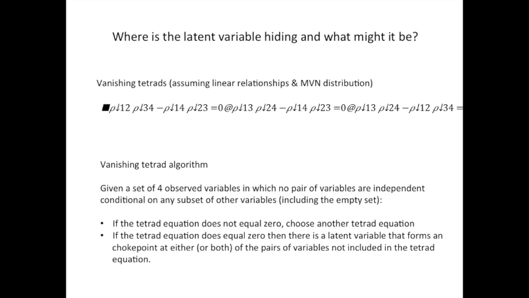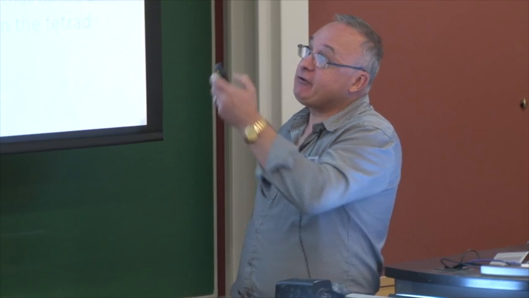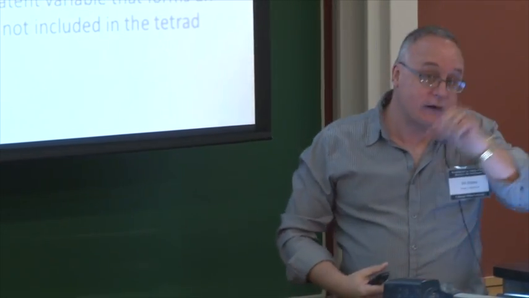Okay. This goes back to 1973, even earlier, I suppose, the method of detecting latent variables. But it's basically a simple algorithm that, given a set of 4 variables, where no pair of variables are independent conditional on any other set, including the empty set, you test whether this tetrad equation is 0. If it isn't, you go to the next one. If a tetrad equation is 0, and if this part of it is true, then that means that there's a latent variable, which is called a choke point, and all the paths between those 2 measured variables pass through this choke point. So this gives you an idea of maybe where the latent variables are hiding. And when I did this, one tetrad doesn't vanish and the other two do.